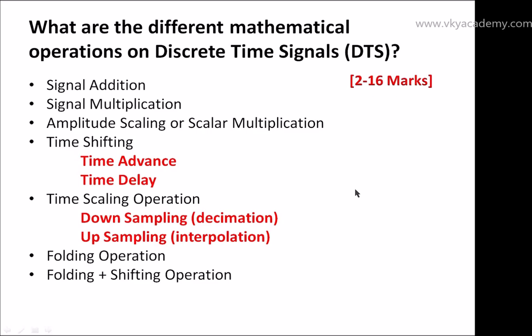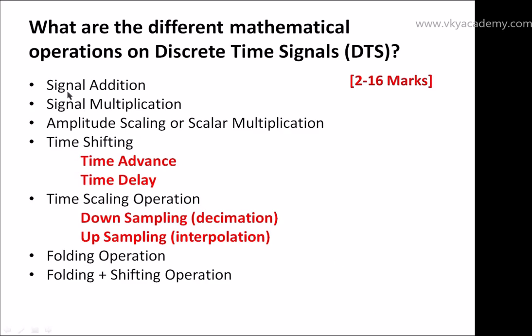Until and unless we study the operations on discrete time signals, it will be very difficult to understand the concept of convolution, the concept of Z transform, the concept of Fourier transform, and other kinds of transforms. So probably this is the most important topic of signals and systems, or you can say signal processing.